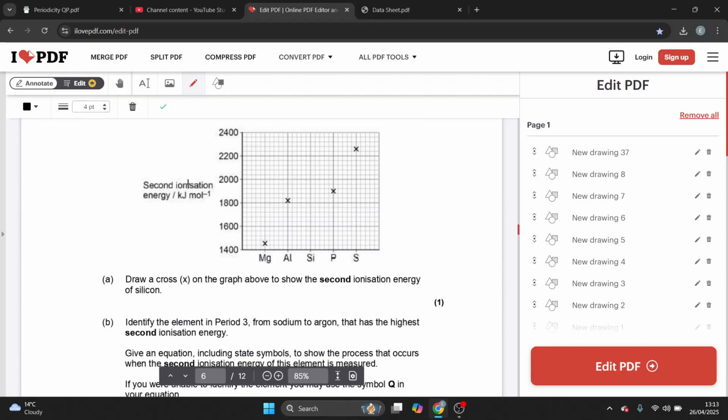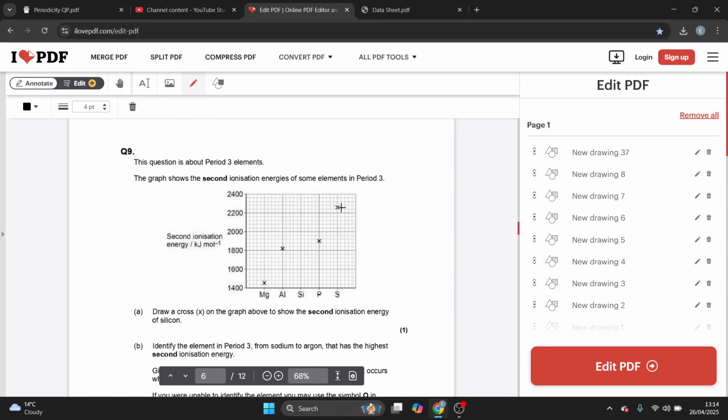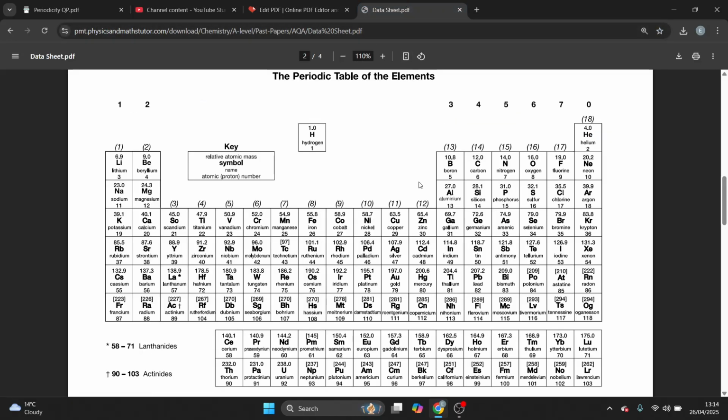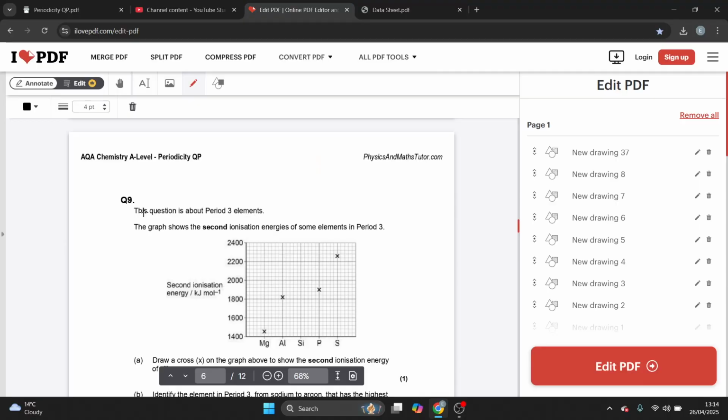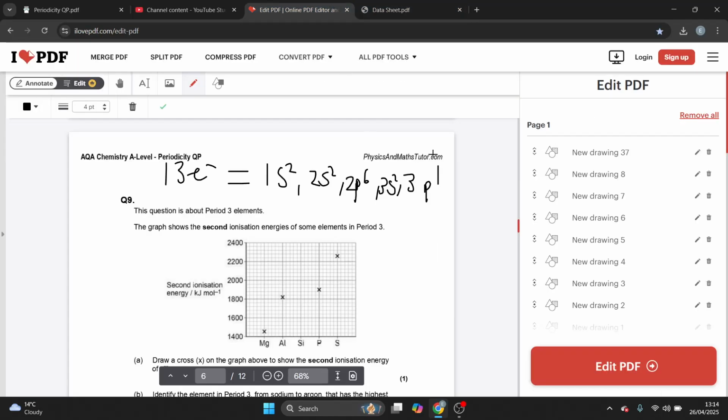Draw a constant graph to show the second ionization energy for silicon. What I would do is quickly draw the structure of aluminium. Aluminium has 13 electrons, therefore it's 1s2, 2s2, 2p6, 3s2, 3p1, whereas silicon is 14. So silicon is 3p2, right?